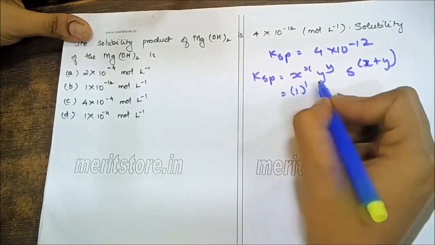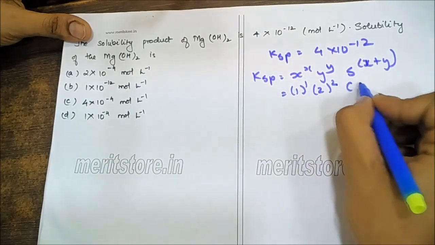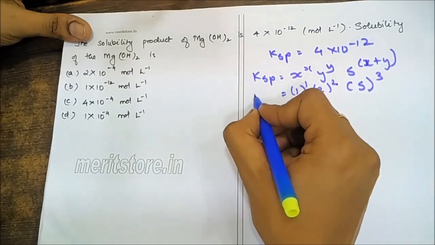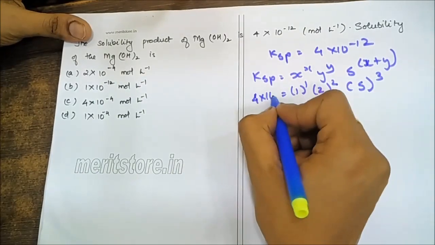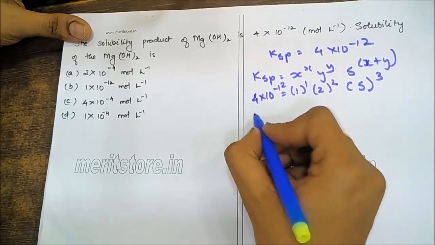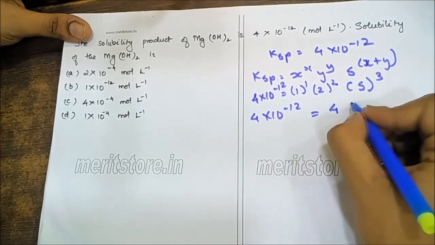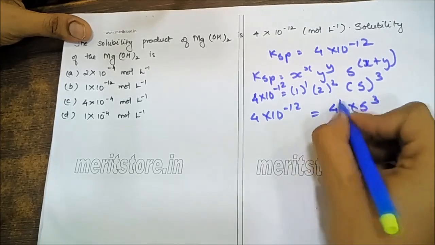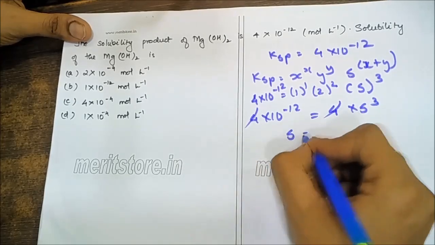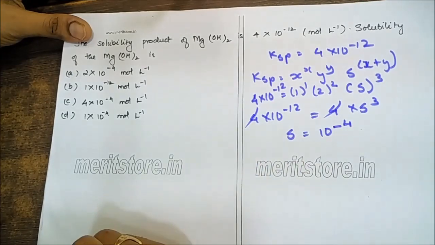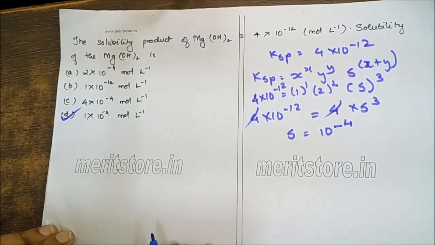So 1 raised to 1, 2 raised to 2, and s raised to 1 plus 2, which will become 3. This value is 4 into 10 raised to minus 12. So 4 into 10 raised to minus 12 is 4 into s cube. So 4 is getting cancelled. So s is 10 raised to minus 4 after taking cube roots on both sides. So the correct answer is D.